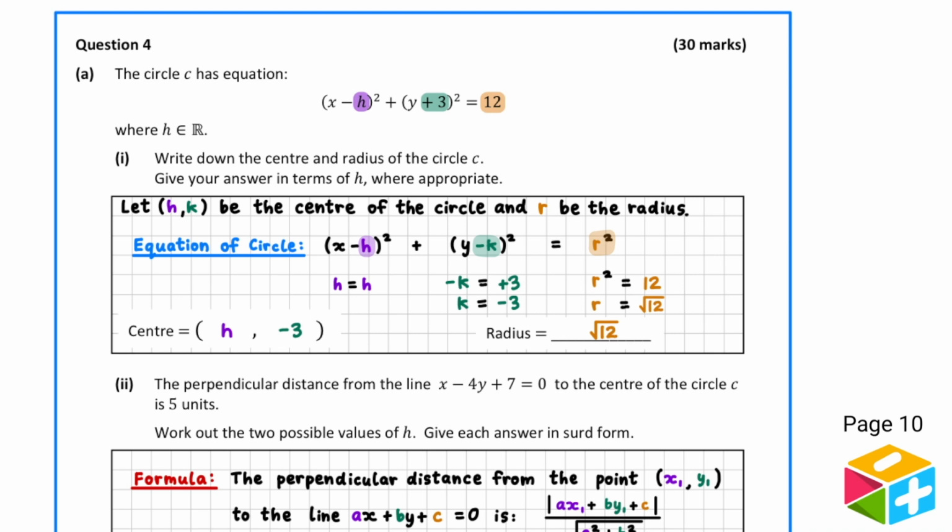Changing the signs of both sides, minus k equal to plus 3 implies that k is equal to minus 3. Square rooting both sides, r squared equal to 12 implies r is equal to the root of 12. This means that the centre (h, k) comes out as (h, −3), and the radius r is equal to root 12.